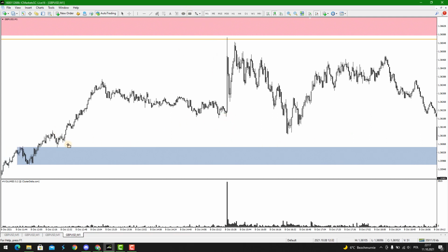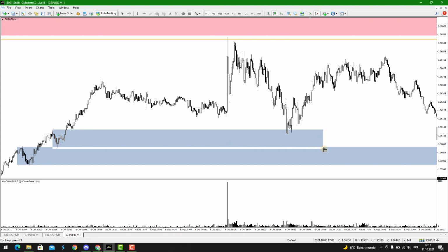Let's do some examples. Here is the M5 demand zone, the small order block. This is the price action from Friday, and here we have the equal lows as a support. Then we had a nice move, very sharp, and the supply was broken.